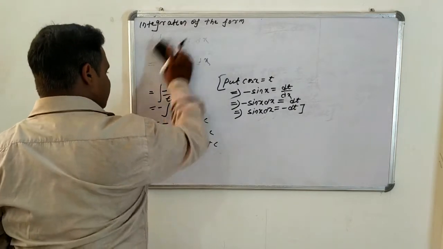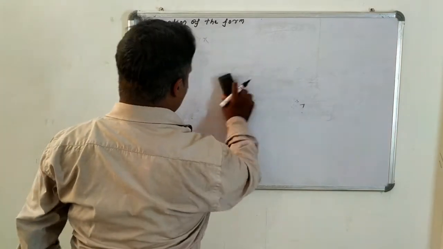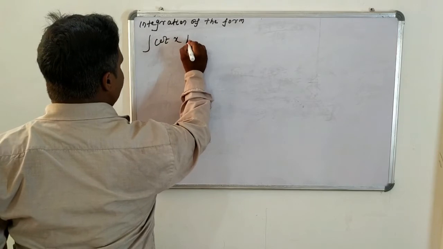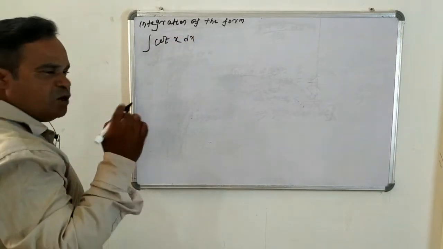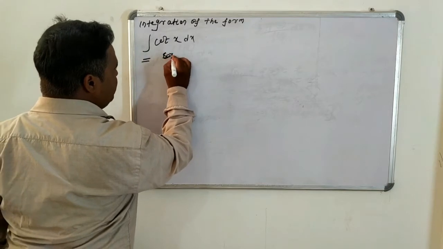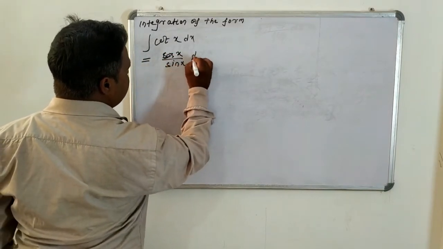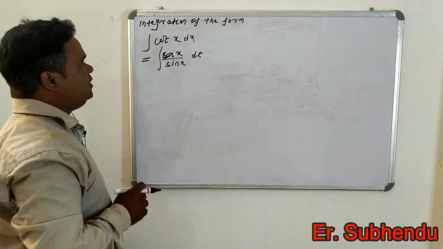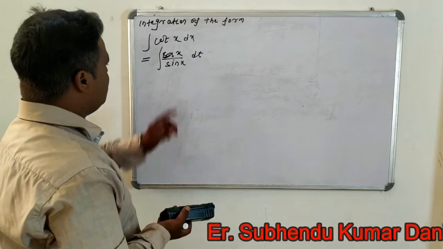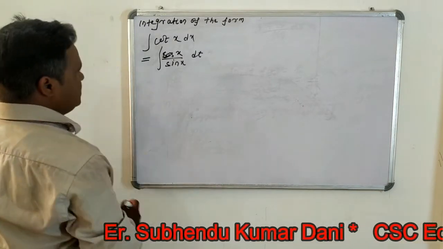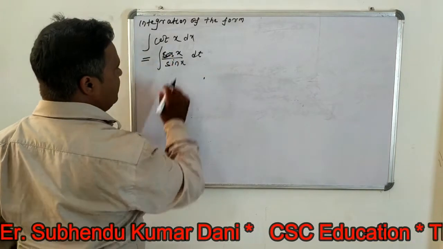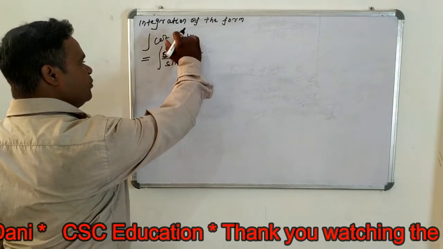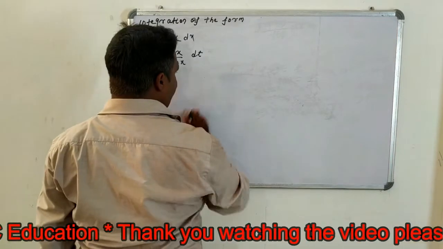Next is cot x. What is the integral of cot x dx? Firstly, cot x is cos x divided by sin x, by the quotient relation in trigonometric ratios. Now we put it in the f'(x) divided by f(x) format, because the derivative of sin x is cos x, which is in the numerator.